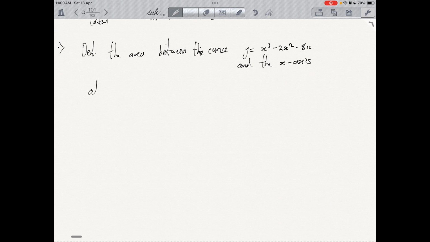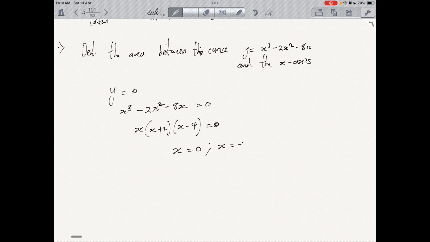And at the x-axis, for this case, y is equal to 0. Therefore, we are going to simplify the equation x cubed minus 2x squared minus 8x equals 0. Now, when we simplify this, we will have x into x plus 2 and x minus 4. Therefore, when y is equal to 0, we have three values. x is equal to 0, x is equal to minus 2, and x is equal to 4.